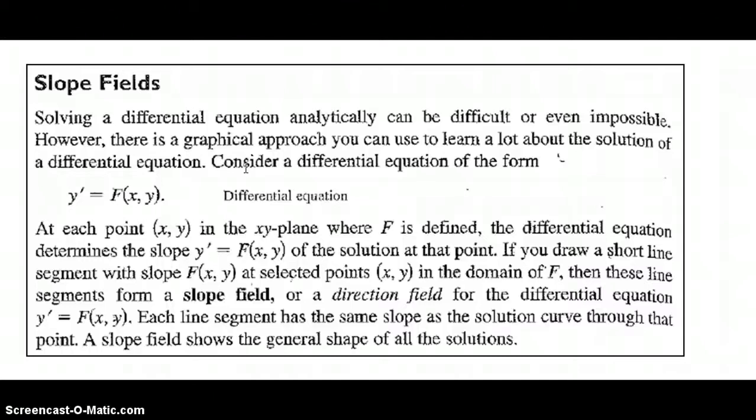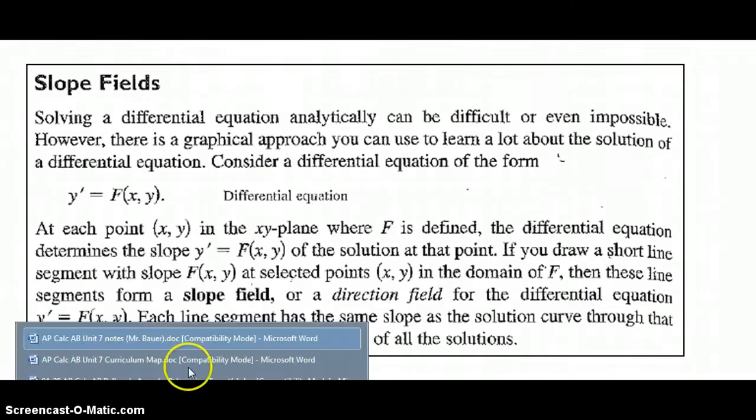So if you draw a short line segment with slope at selected points in the domain of big F, then these line segments form what we call a slope field, or sometimes also known as a direction field for the differential equation y prime. Each line segment has the same slope as the solution curve through that point. A slope field shows the general shape of all solutions. They're really quite simple to make, and they give us some very valuable information, but the big idea comes right from the name. It is a field of slope.